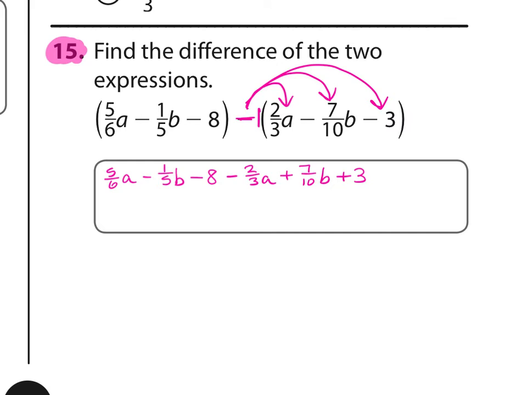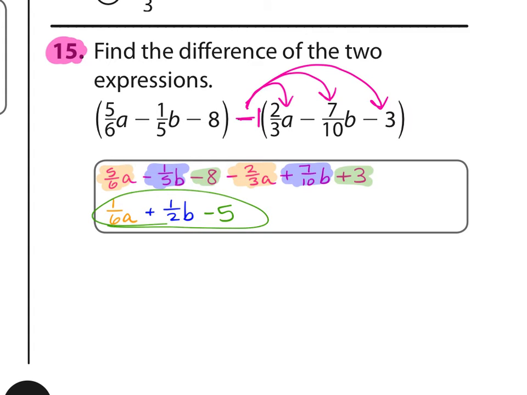And then we'll go through and start combining like terms. 5/6 a minus 2/3 a. You could go to the side and figure this out, but 2/3 is equivalent to 4/6. So 5/6 minus 4/6 will be 1/6 a. And then we have negative 1/5 b plus 7/10 b. Negative 1/5 is like saying negative 2/10, plus 7/10 is positive 5/10, which is 1/2 b. And then we have negative 8 plus 3, which is negative 5.